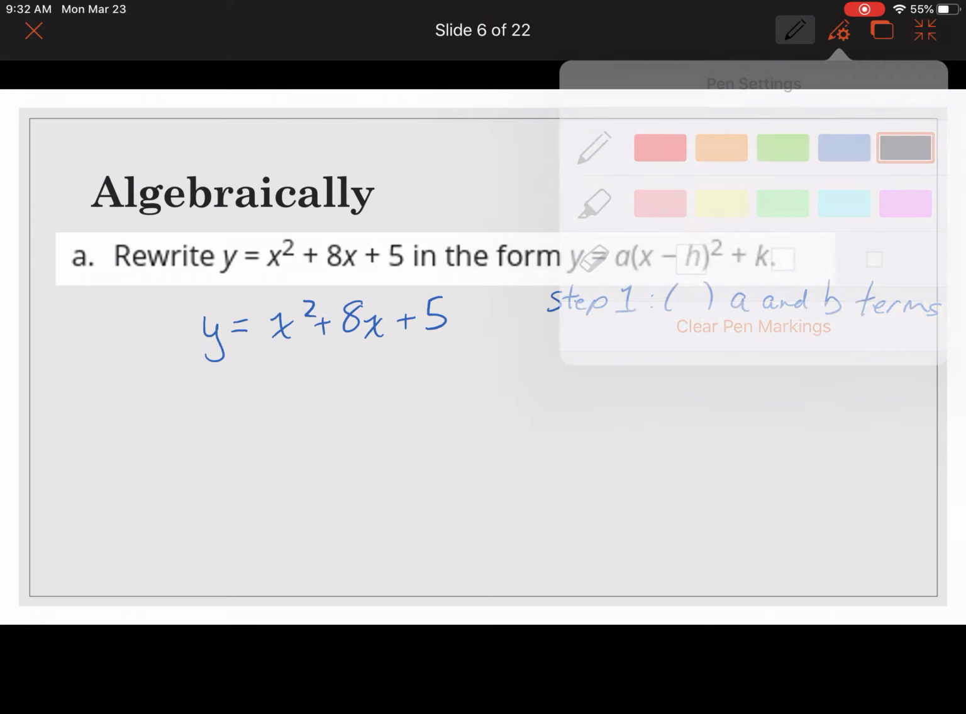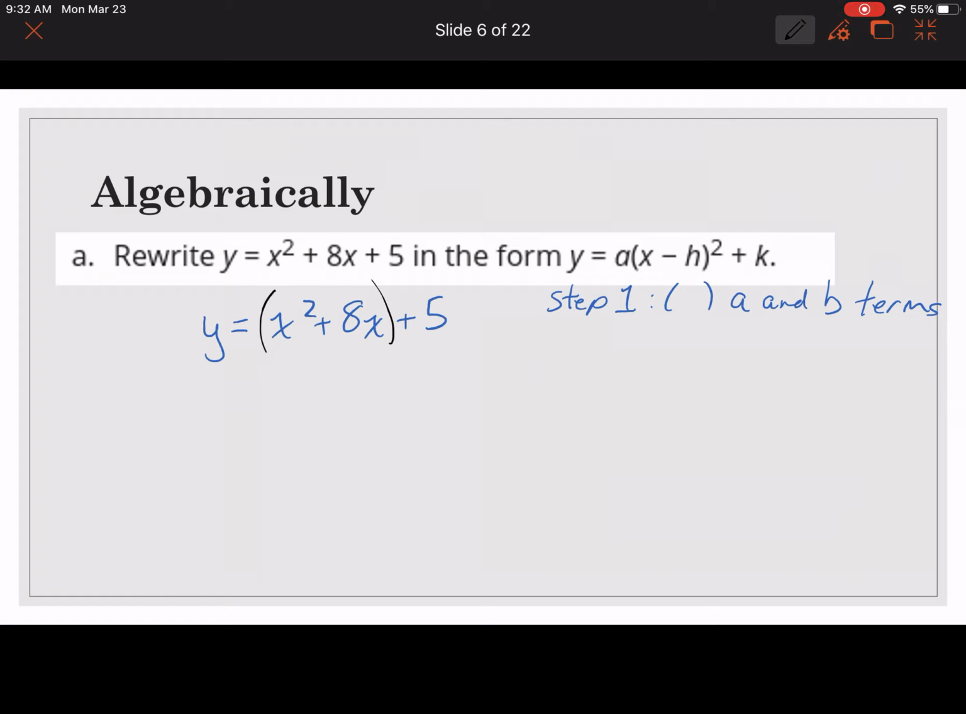We put our a and our b term, just put brackets around them like that. Then we need to figure out, when we're looking at what's inside the brackets, how can we make this a perfect square trinomial? So step 2 is to take the b term, divide it by 2, and square it to find what we need to make a perfect square trinomial.